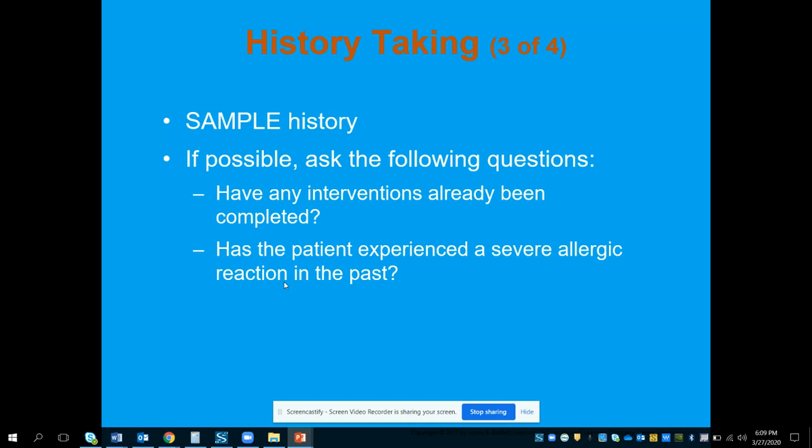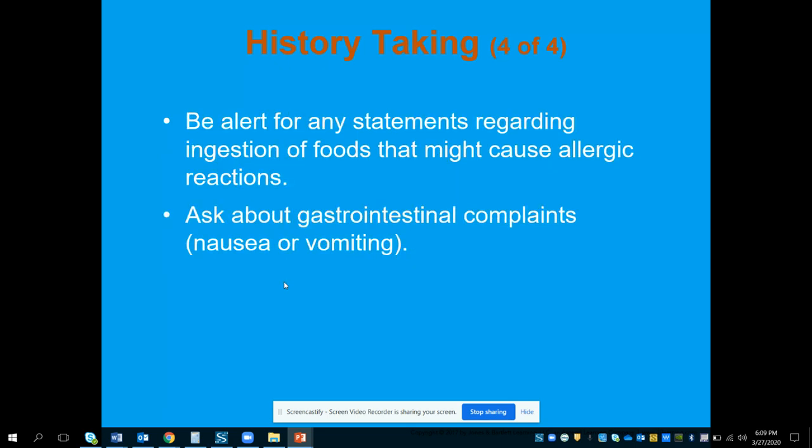We want to get that SAMPLE history, specifically asking the following questions. Have any interventions already been completed? Like, have you already used an EpiPen if you were prescribed one? And have you ever experienced a severe allergic reaction like this in the past? And if so, again, what was the outcome the last time this happened?